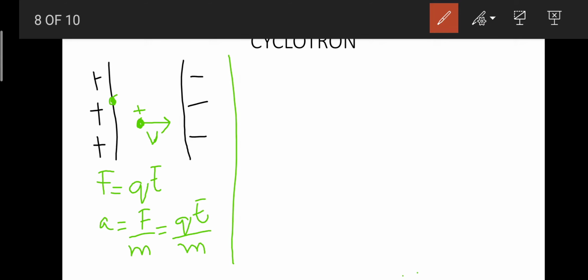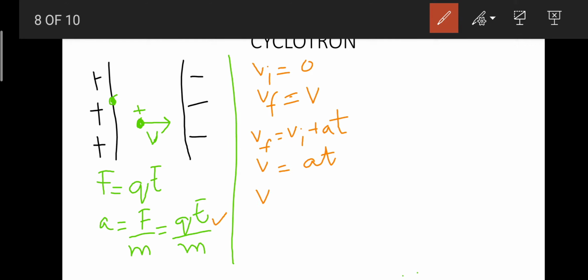Now this was the final velocity. Initially, definitely, this charged particle was at rest. So the final velocity, which is equal to v, I am going to write using the first equation of motion: Vf equals Vi plus At, right? So v is equal to At since Vi equals 0. If I put the value of a, v is equal to qE divided by m multiplied by t. So that's how velocity can be calculated. I am naming this equation A, right?